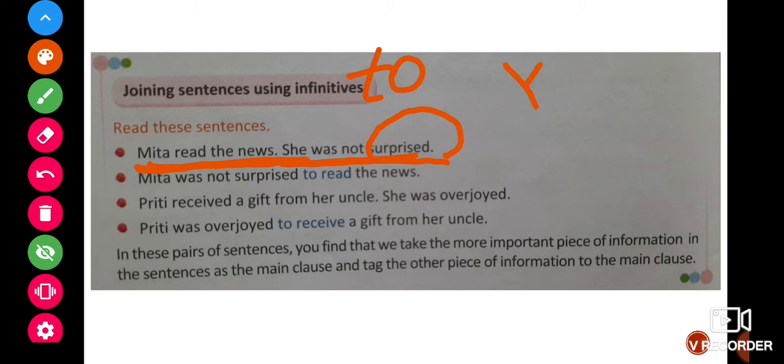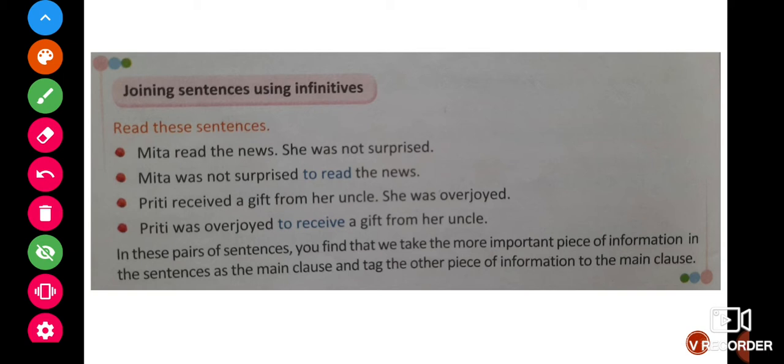Now that does not make sense. So let us try again with the next verb, read. So Meeta was not surprised to read the news. Now the sentence is correct.